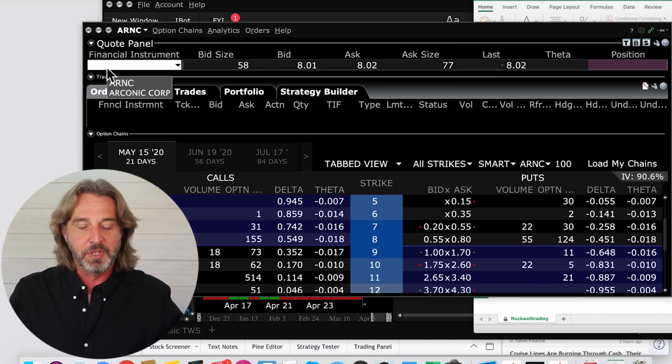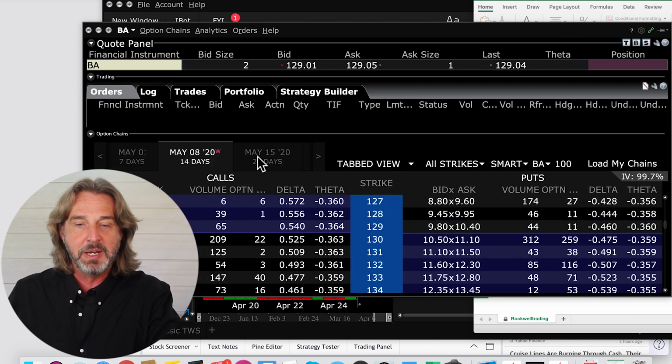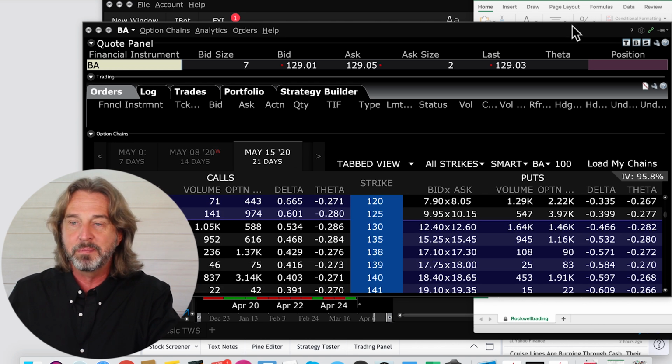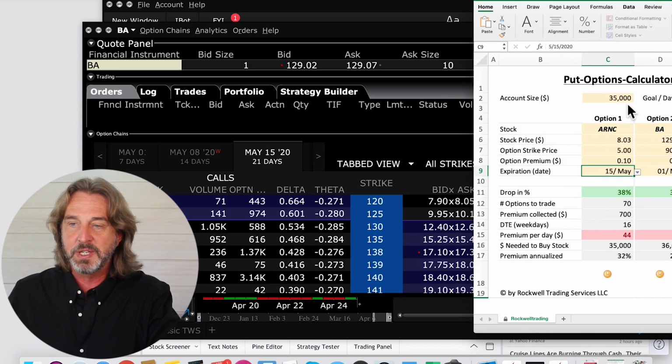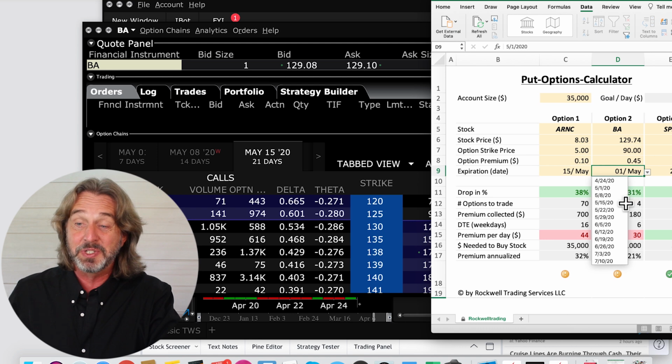Let's actually move on to the next one. Let's see BA, if we get enough premium there. I want to do the same, maybe something that expires May 15. So we're doing the same thing here. And again, I'm jumping a little bit back and forth between the Excel spreadsheet. When you have two monitors, it is so much easier.